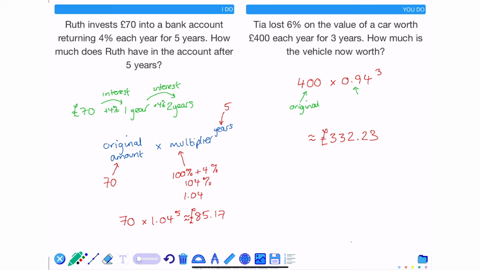0.94 was the multiplier because I started with 100% and I lost 6%. This gives me 94%, which as a decimal is 0.94, and it was all to the power 3 because that was the number of years that Tia had had the vehicle for. So my final answer is £332.23 to 2 decimal places.